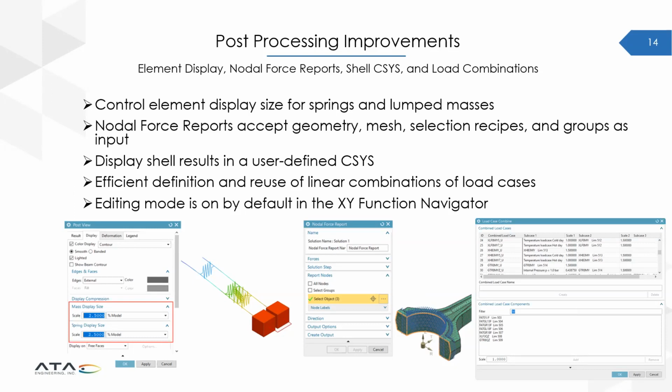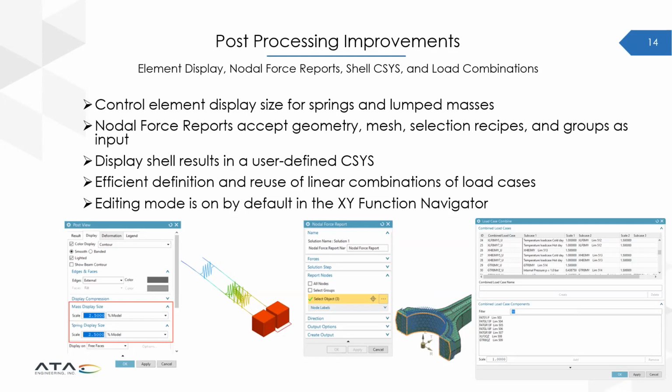So first, we now have the option to control the element display size for springs and lumped masses. This is available in Post View on the Display tab, and it's only available if you have those mass and spring elements in your model. You can choose between percent of model or a dimension that you can specifically enter. Again, really great just to keep us from having springs or lumped masses that are way too big or way too small. That's a welcome addition.